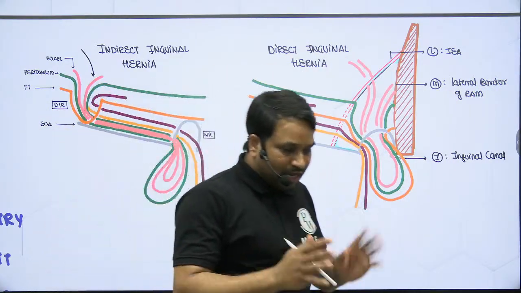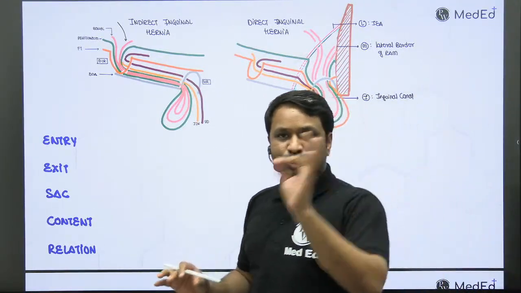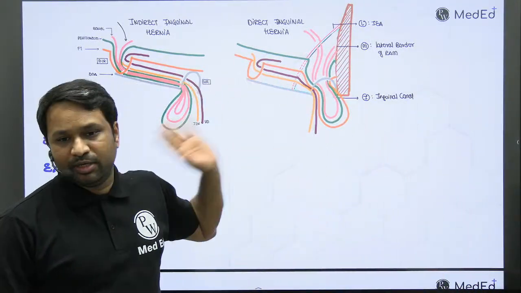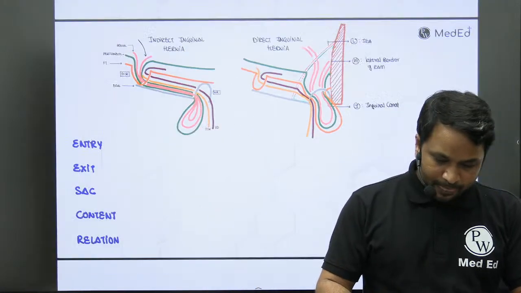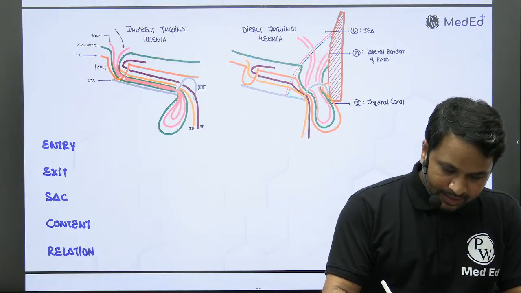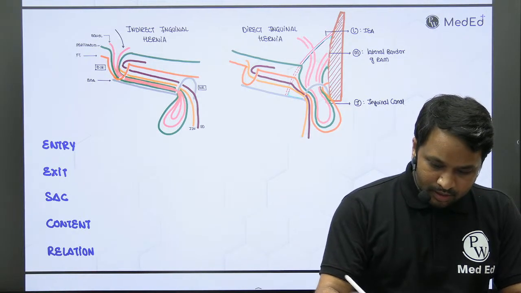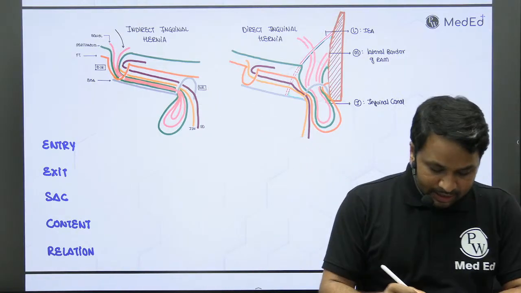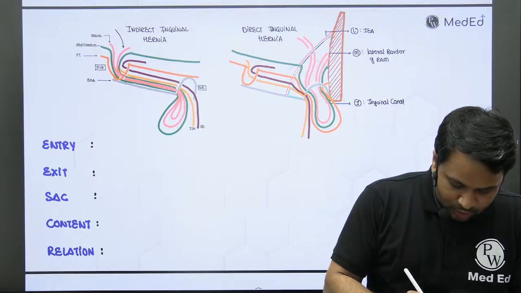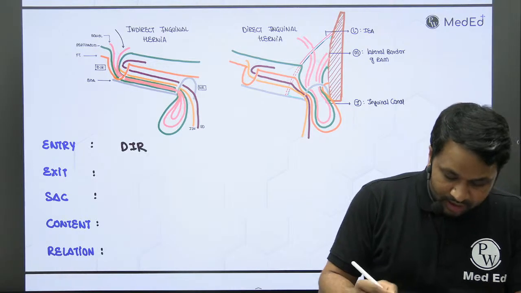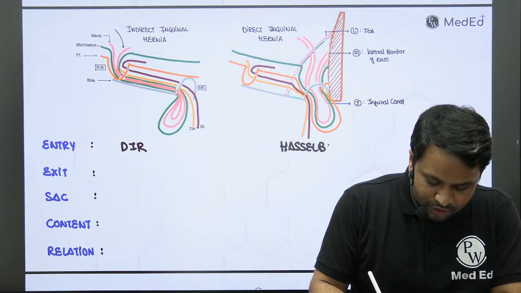ठीक है. So now if the concept is clear, आपको ये comparative table डालना है. ये थोड़ा सा stick diagram बना देना और ये label कर देना. Once you have labelled it, all that you have to do is entry exit. अब आप खुद बता दोगे. So when I say entry and exit, let's analyze every single component that we have. Now, the entry of the indirect inguinal hernia is going to be from the deep inguinal ring, whereas for the direct inguinal hernia, it is going to be from the Hesselbach's triangle.